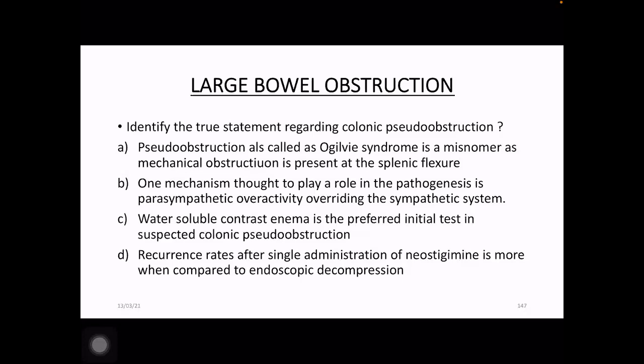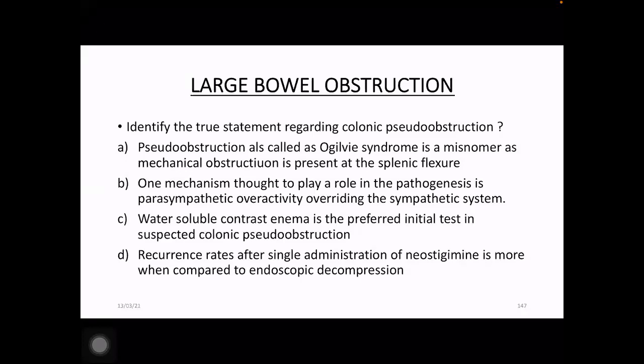So let's do this MCQ. Identify the true statement regarding colonic pseudo obstruction. Pseudo obstruction, also called Ogilvie syndrome, is a misnomer as mechanical obstruction is present at the splenic flexure. True or false? False. The mechanical obstruction is not present at the splenic flexure, though in radiology you can see a cutoff at the level of the splenic flexure. There is no mechanical obstruction in Ogilvie syndrome.